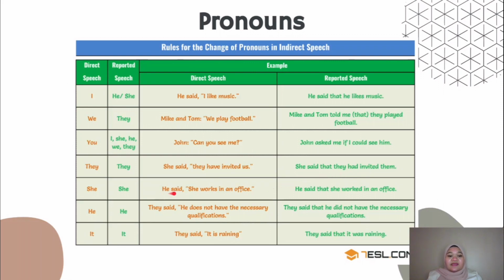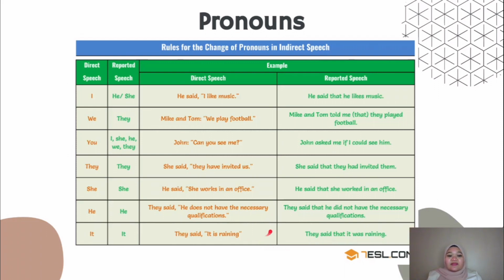Number 5, he said, "She works in an office." In reported speech: he said that she worked in an office. Number 6, they said, "He does not have the necessary qualifications." However, in reported speech: they said that he did not have the necessary qualifications. And the last one, they say, "It is raining." When we want to change it to reported speech, it will become: they say that it was raining. Okay, class.